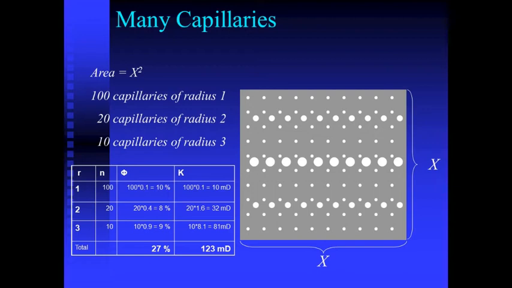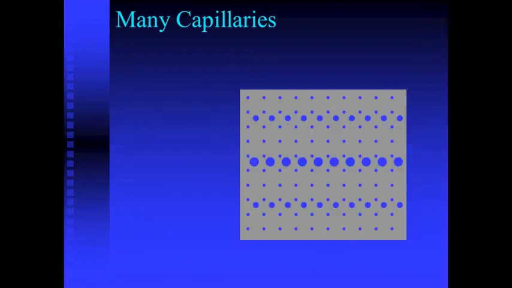The same calculations made for the medium and large pore families yield porosity and permeability values that, added together, produce a porous medium with 27% porosity and 123 millidarcies of flow capacity. If we now consider that the block is flooded 100% with water, the water permeability is 123 millidarcies, matching the absolute permeability of the block.